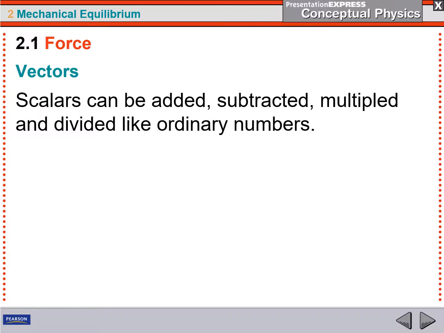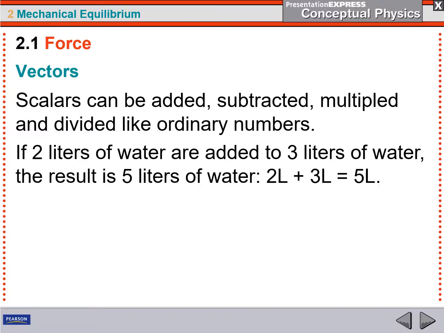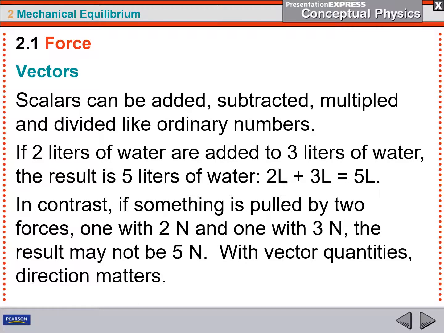If you have a scalar, it can be added, subtracted, multiplied, and divided just like an ordinary number. For example, if 2 liters of water are added to 3 liters of water, the result is 5 liters of water. In contrast, if something is pulled by 2 forces, which are vector quantities, if one has 2 newtons of force and the other has 3 newtons of force, the result may not be 5 newtons if they're not going in the same direction. With vector quantities, direction matters.